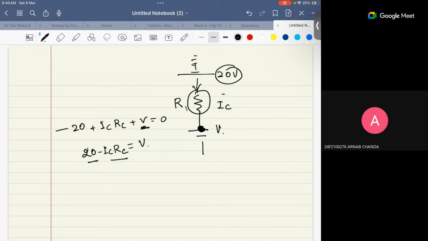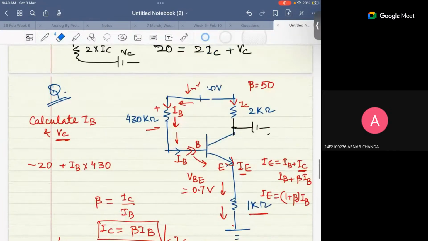Even so, you can directly write that the voltage here, VC, will be equal to 20 volt minus the drop IC times the RC value, 2 kilo ohm. This will be the value. Okay, is it clear to everyone? See, yes sir. We know the potential here, so there's no need to use KVL also. I just did it to make you understand.